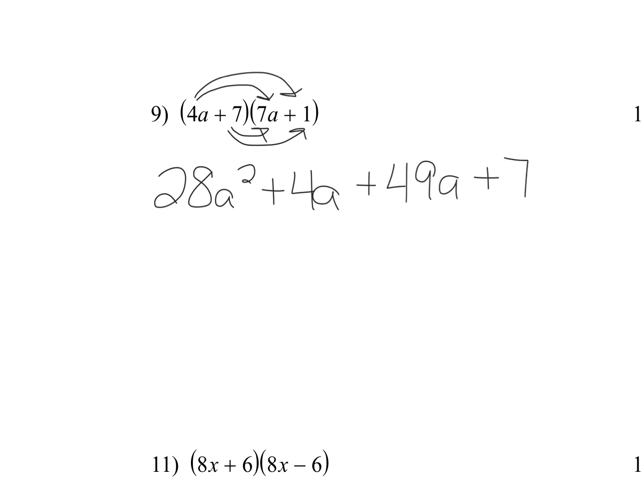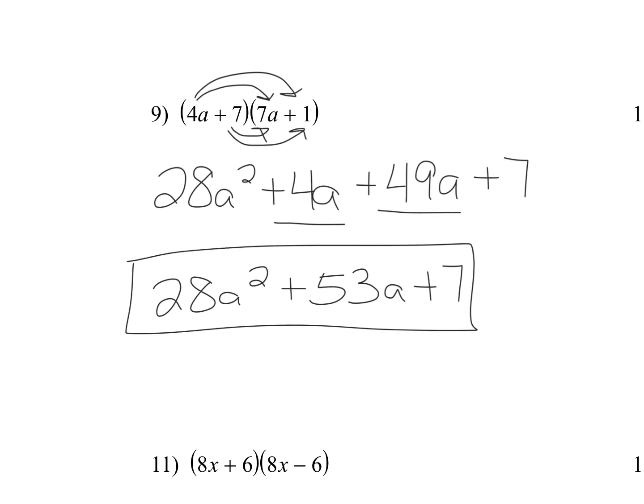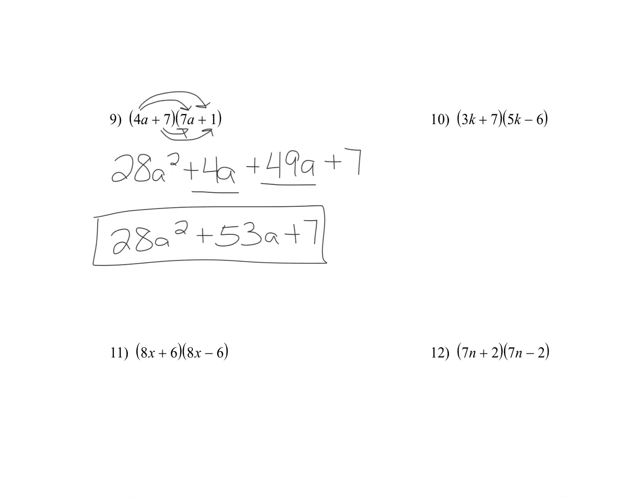7. And then the last thing you always have to look for is what? Like terms. Do we have them? Which ones? 4a and 49a. So we have 28a squared. What do you get when you combine those? Yep, 53a plus 7. Any questions with 2 polynomials together? Remember, you're just taking each term in the first, multiplying it by each term in the second. Taking it one at a time. Okay?